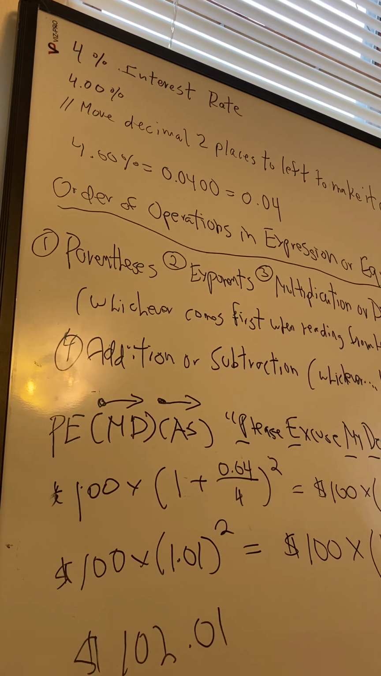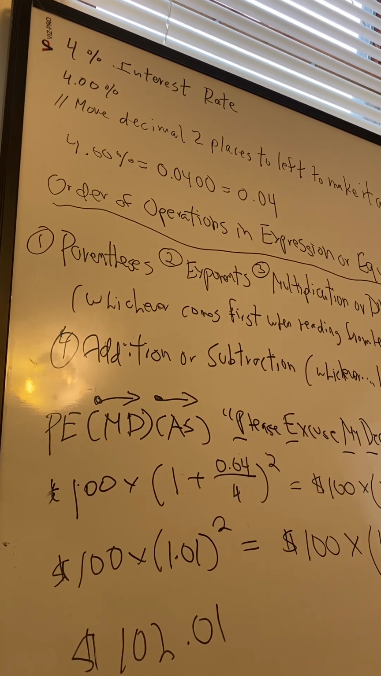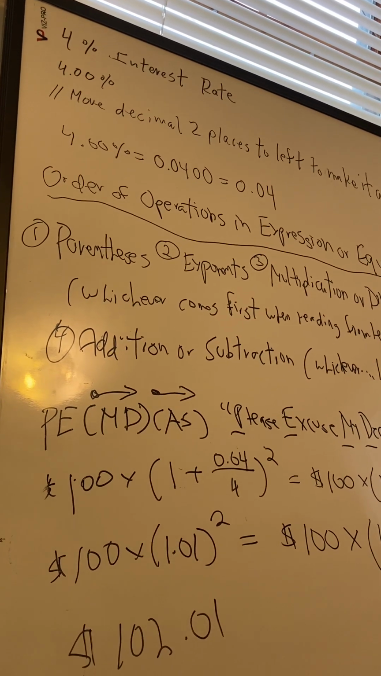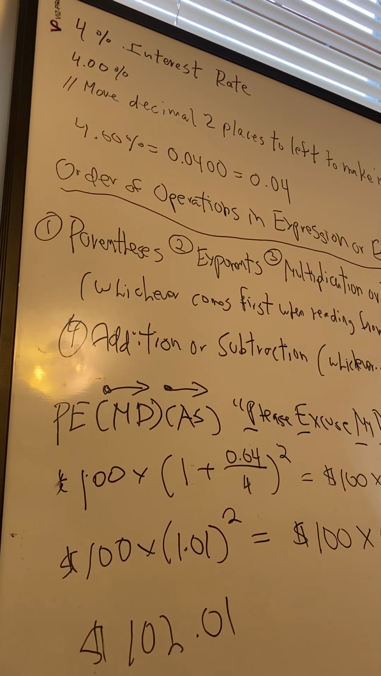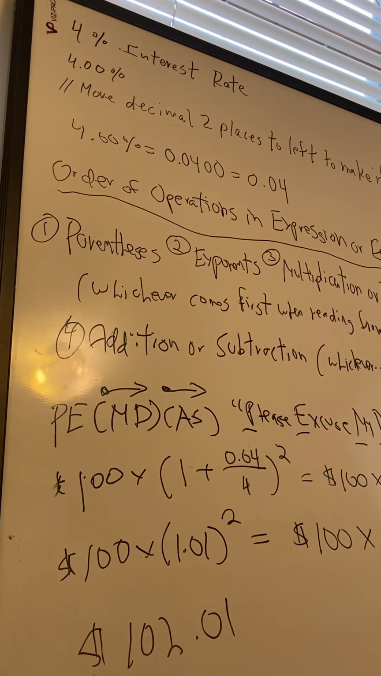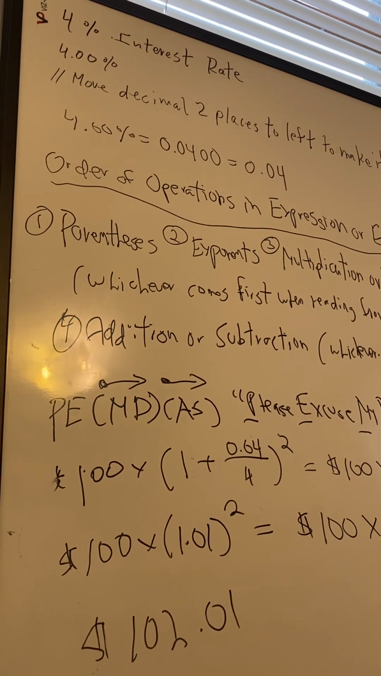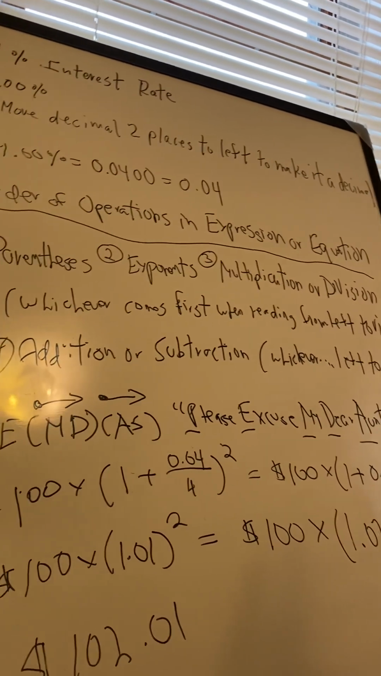a percentage to a decimal. When we have a 4% interest rate, it's the same thing as 4.00%. But we can't use the percentage in our equations. We need to use it in decimal form. In order to convert the percentage to a decimal, we have to move the decimal 2 places to the left.